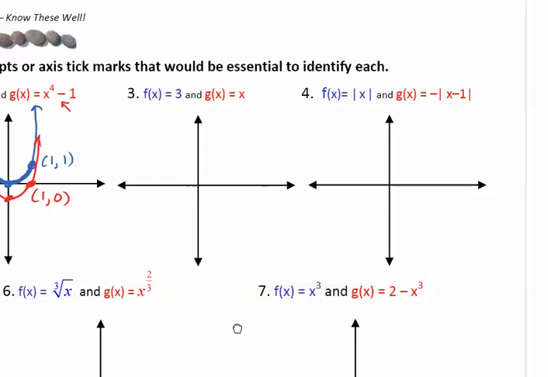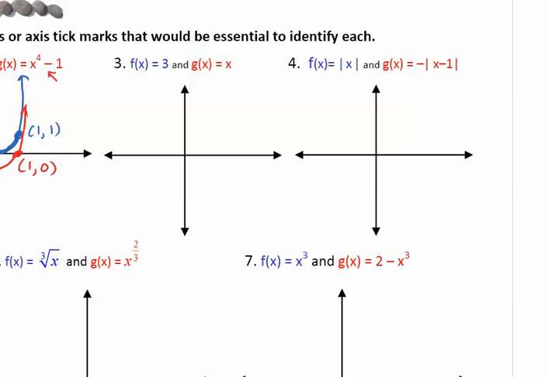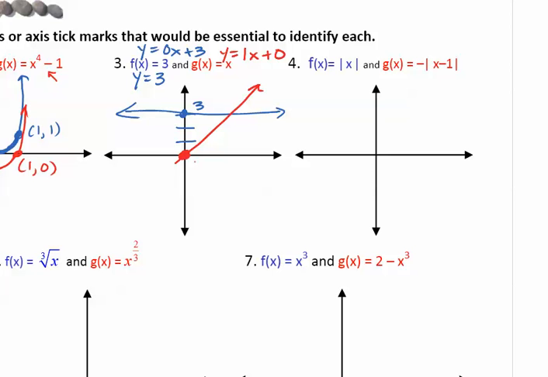In number 3, sometimes it's easy to make mistakes on the simpler problem. So remember that this is the same as y equals 3, and that's our horizontal constant function. We could think of it as y equals 0x plus 3, so it has a slope of 0. And our second function we could think of as y equals 1x plus 0, so a y-intercept at the origin and a slope of 1. So this is our 45-degree line. And pick some point here and label it so we can see the size of your graph.